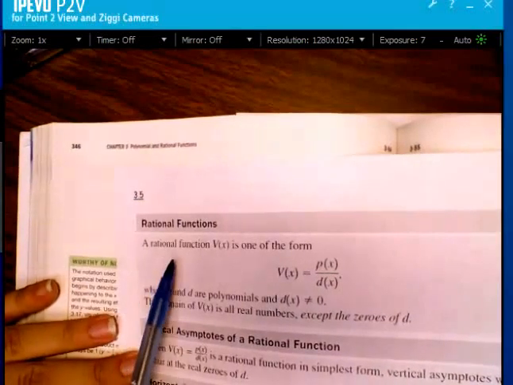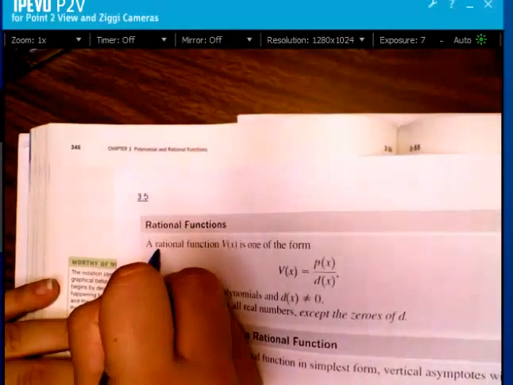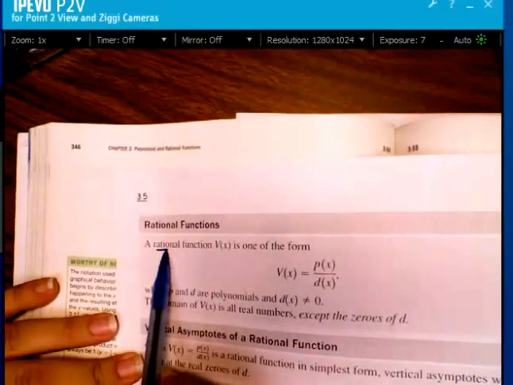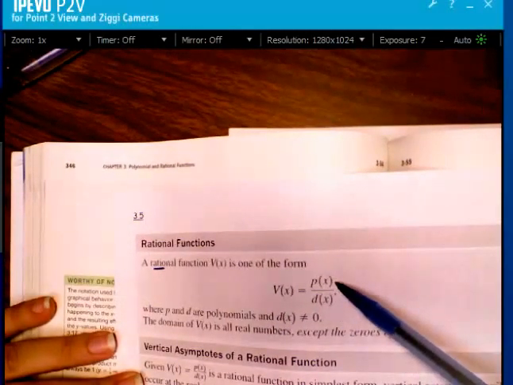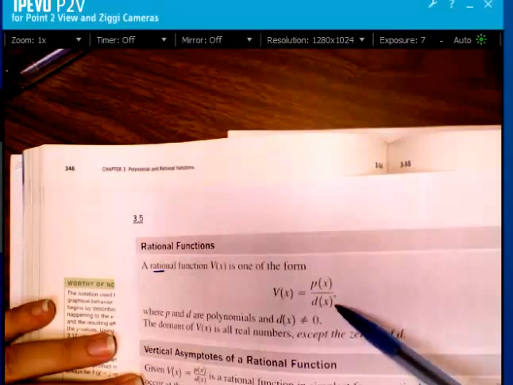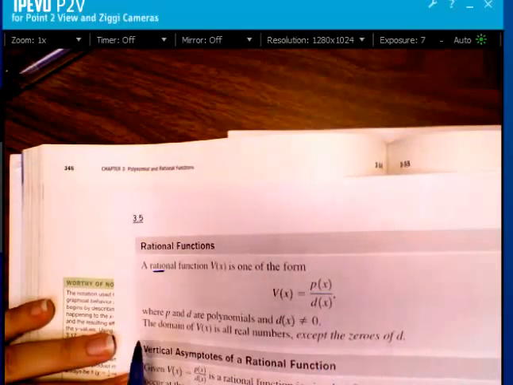In this section, we are going to talk about rational functions. So a rational function, notice that it has the word ratio in it. So there's going to be a ratio of two functions. So it's going to be in the form p of x over d of x, where both of these are polynomials and d of x cannot be equal to 0.